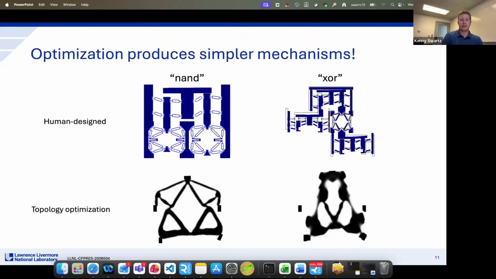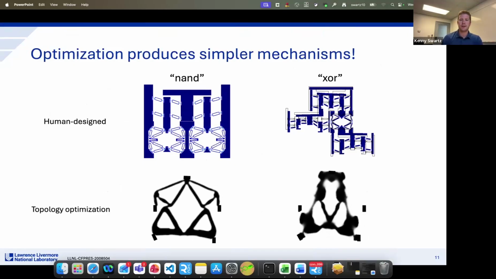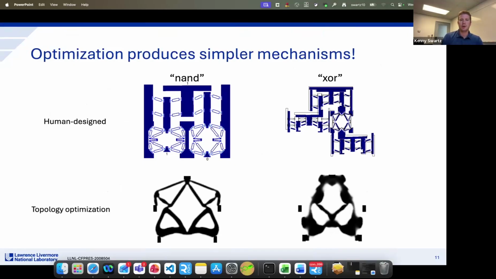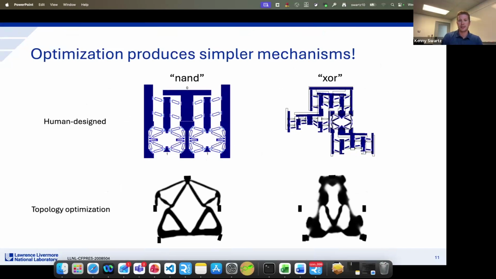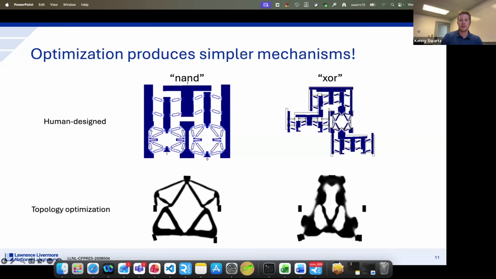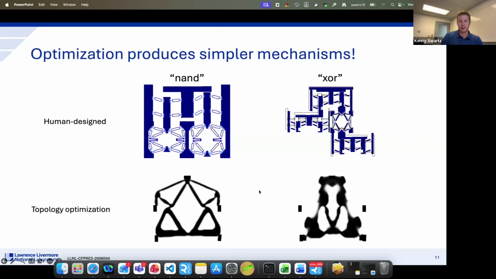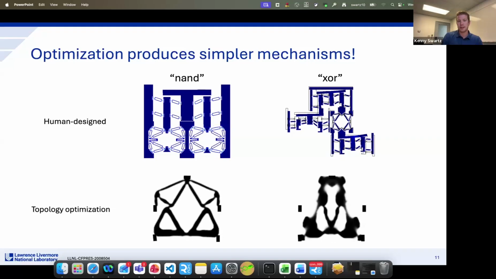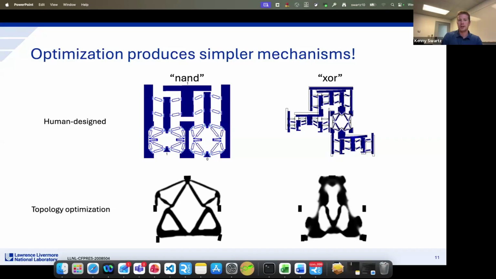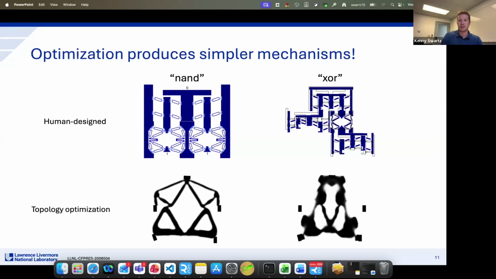All right, so one takeaway we have is that we can definitely use optimization at this point to come up with simpler mechanisms for these mechanical logic gates. On the top, these are animations of some human-designed gates that our manufacturing team came up with. And these definitely work. They do satisfy the logic, but there are a lot of different pieces. I think it took quite a bit of tuning to get these to work how they wanted. And you can see there are these very small features and sharp corners, which make these designs less robust to cracking over repeated use due to high stress.